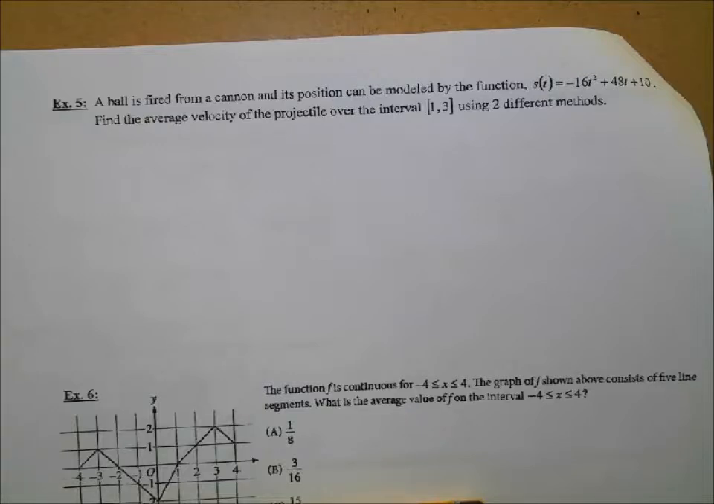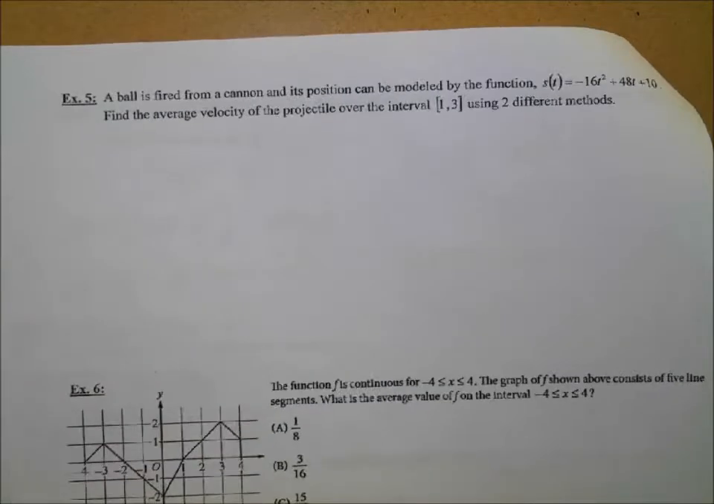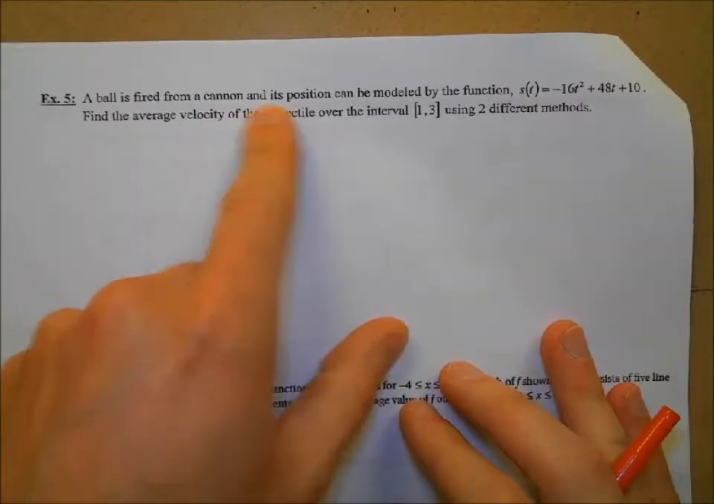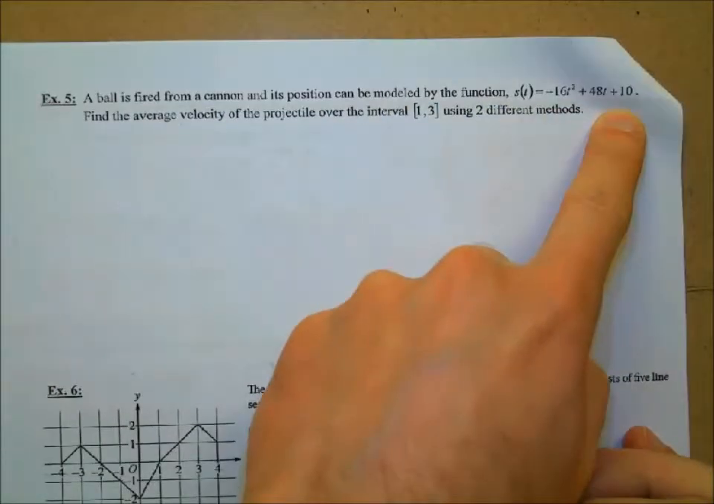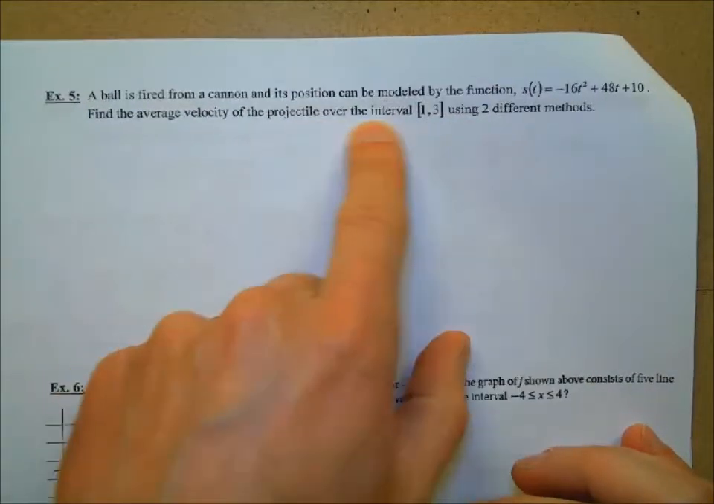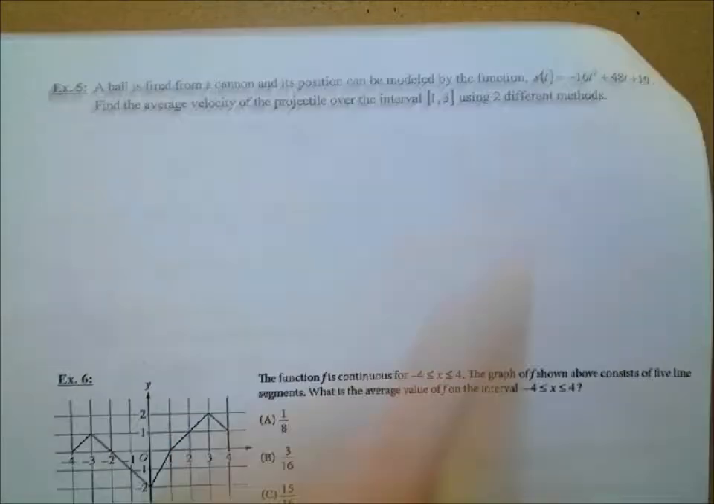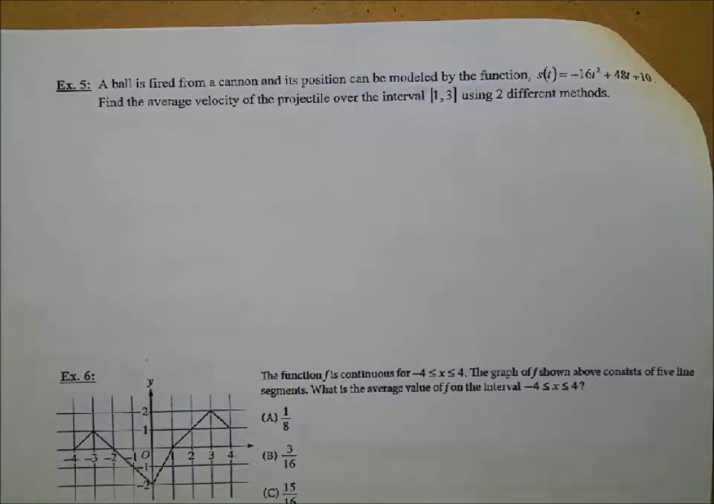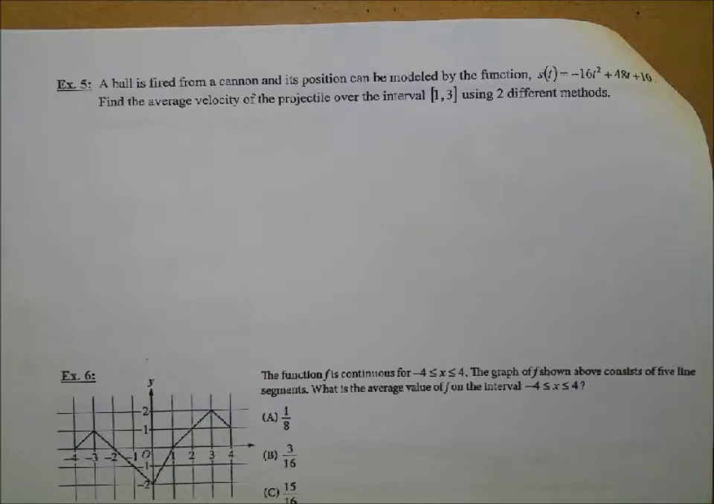So we've got a position, velocity, acceleration problem here. A ball is fired from a cannon, and its position can be modeled by the function shown. Find the average velocity of the projectile over the interval from 1 to 3 using two different methods. The two methods we know for finding the average of something are the average value and the average rate of change.